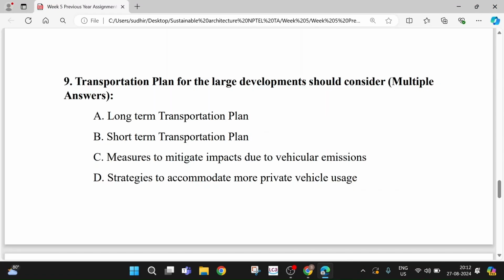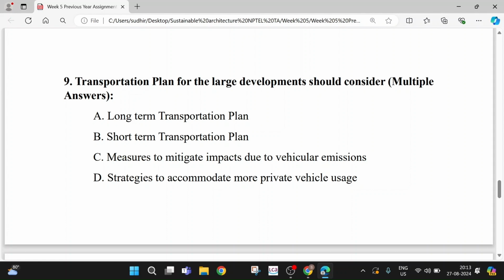Large-scale developments will require a long-term transportation plan to ensure sustainable growth. Additionally, measures to reduce vehicular emissions are crucial for minimizing environmental impacts. So, based on that, the two options, as mentioned by all of you, option A and option C, are correct.